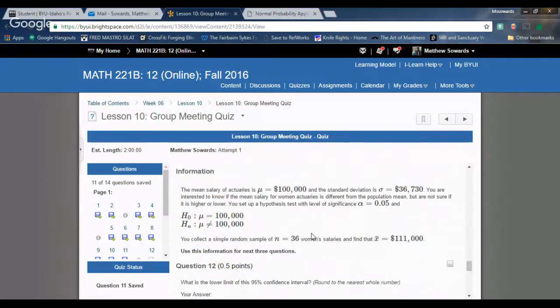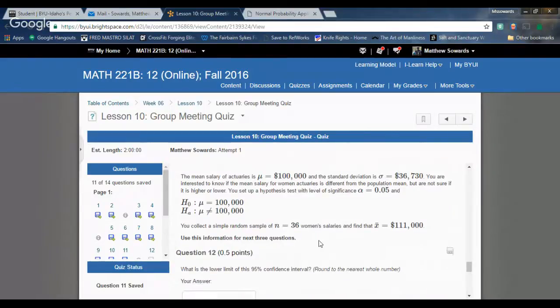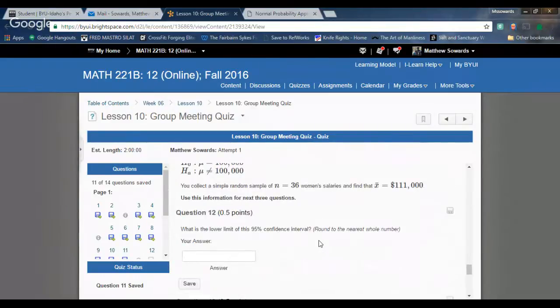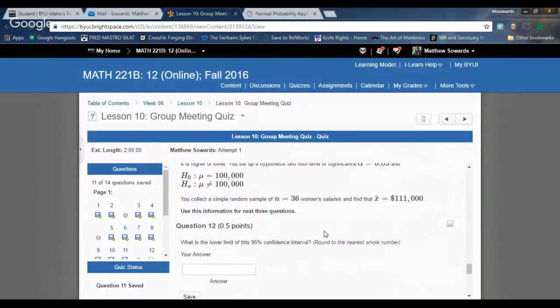All right. So the mean salary of actuaries is, there's the actual population average of 100,000 and the standard deviation is 36,730. You're interested to know if the mean salary for women actuaries is different from the population of men. You set up the hypothesis test with a significance of 0.5. And there's our null hypothesis and our alternative hypothesis. You collect a simple random sample of 36 women and find that their salaries are $111. Okay, what is the lower limit of this confidence interval?